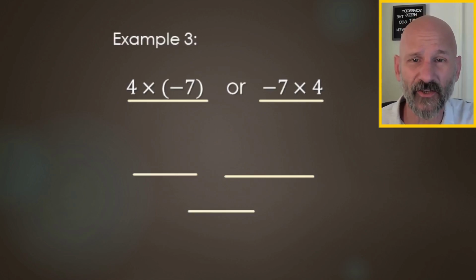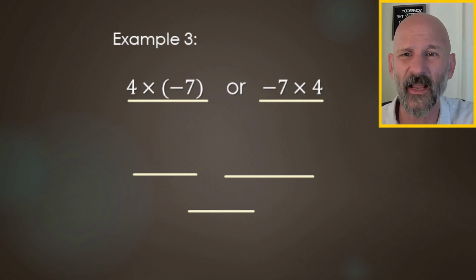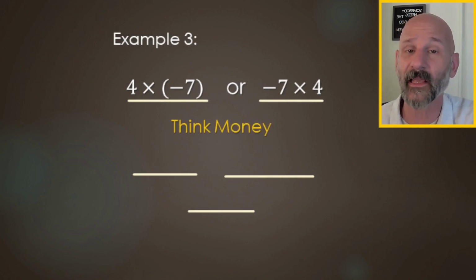So now we're going to transition to multiplying integers. So you can see these one of two ways. It can be a 4 times a -7 or -7 times 4. We're going to think of these the same way in our brain. Again, we're still thinking money.